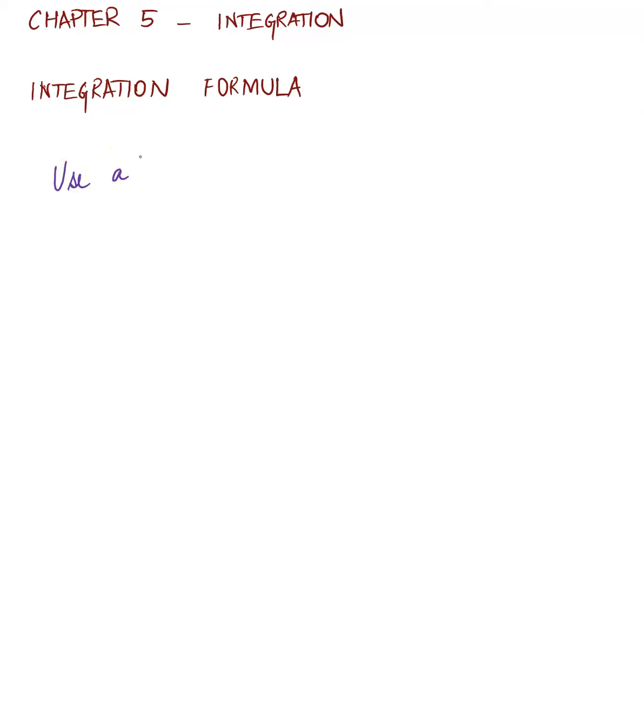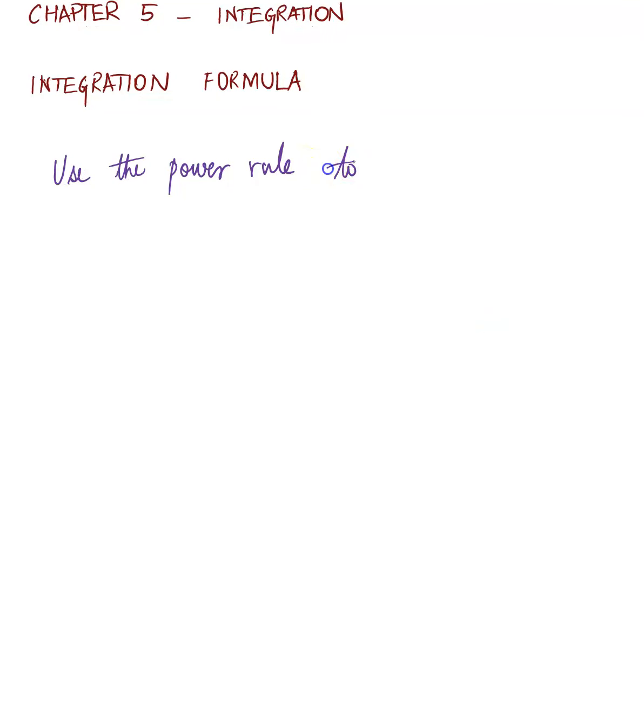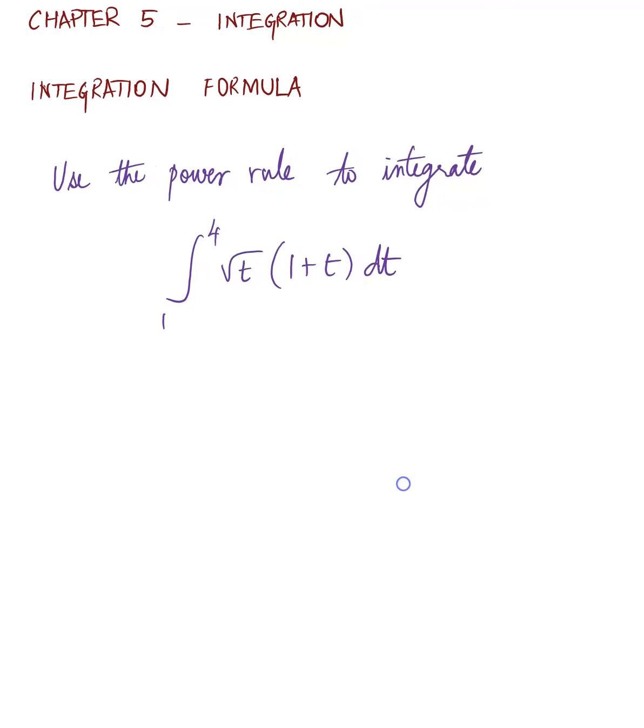So use the power rule to integrate, and we are given the integral from 1 to 4 of square root of t times 1 plus t, dt. Now the thing is, this is a definite integral, so we're going to learn to apply the limits of integration into it. But these techniques are true even for indefinite integrals. Okay, we've seen that before.